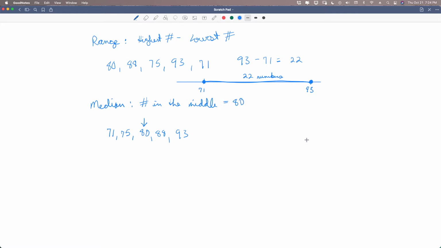Well, what if we had a set of numbers that were an even number? So let's say we had 2, 4, 8, 1, 3, and 5. That's 1, 2, 3, 4, 5, 6. And we want to find the median of this set of numbers. We would write them again in numeric order: 1, 2, 3, 4, 5, and 8.